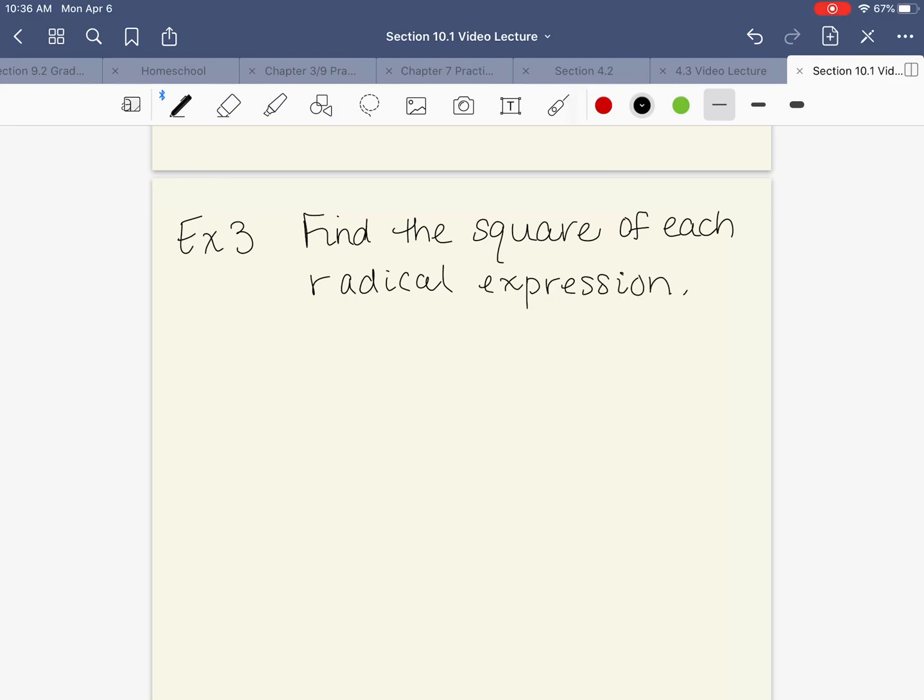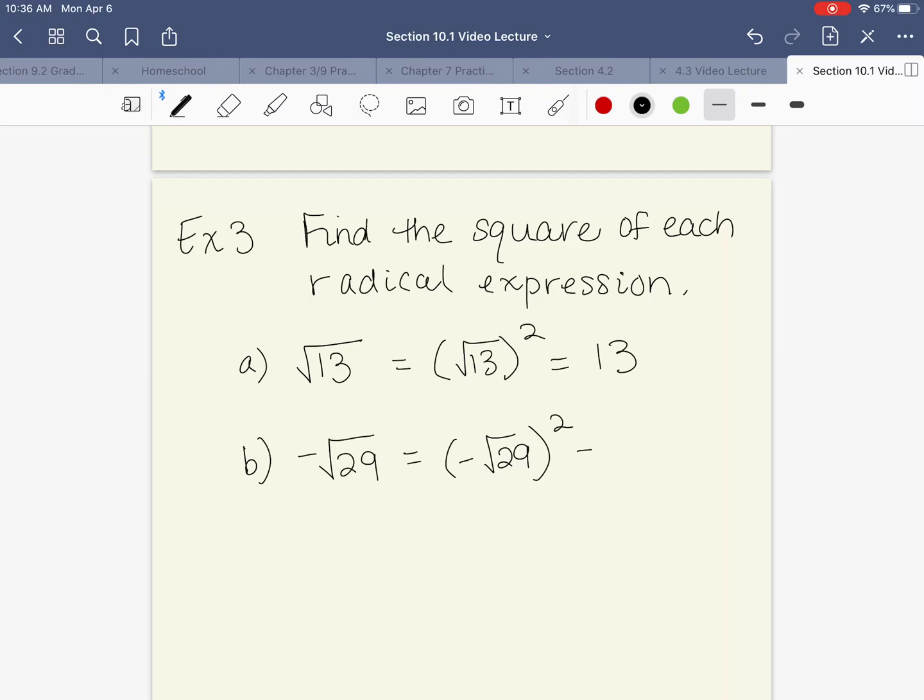All right, we want to find the square of each radical expression. So here, the square root of 13, if we square it, it'll be the square root of 13 squared. Whenever you square a square root, that's just the opposite, and so the radicand would come out of the radical, and that equals 13. The negative square root of 29, you would square that. When you square a negative, you get a positive. What is underneath the radical comes out, so that would be a positive 29.